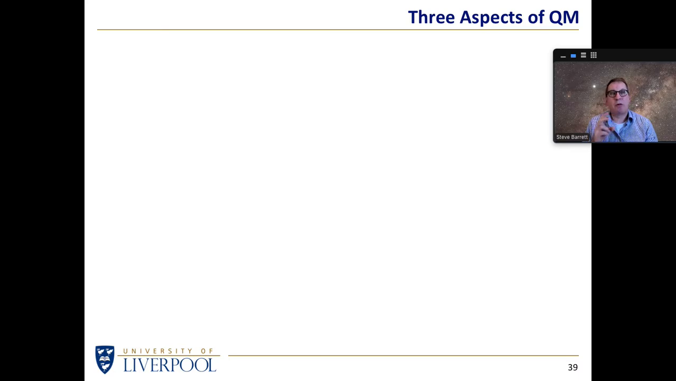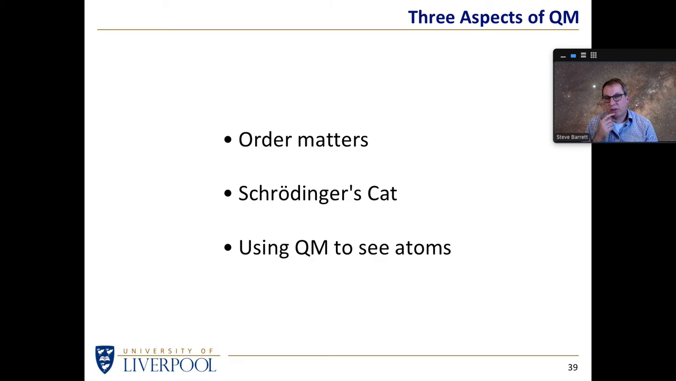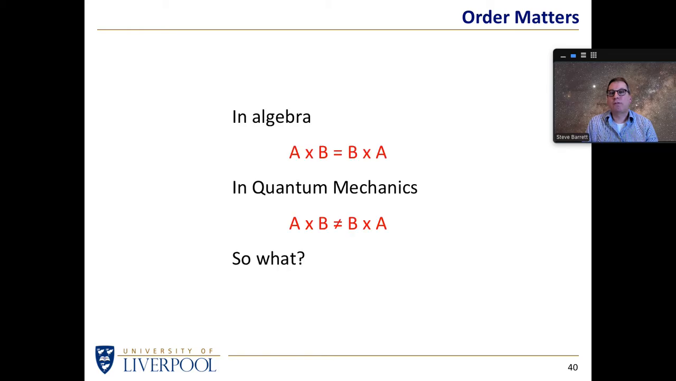Let me talk about three aspects of quantum mechanics. Firstly, the fact that the order of things matters. Then I'll mention Schrödinger's cat, and I'll finish with how quantum mechanics can allow us to see atoms. So first, order matters. Now in algebra, we know that A times B is the same as B times A. 2 times 3 is the same as 3 times 2. The answer is 6, regardless of which order you put the A and the B. But in quantum mechanics, it does matter how you do things.